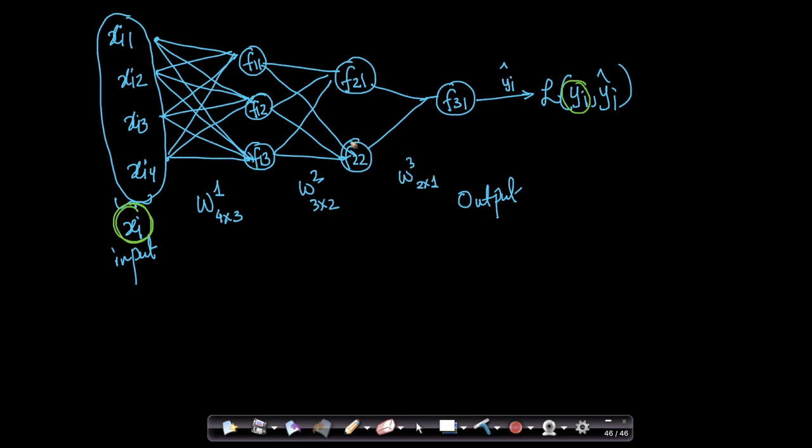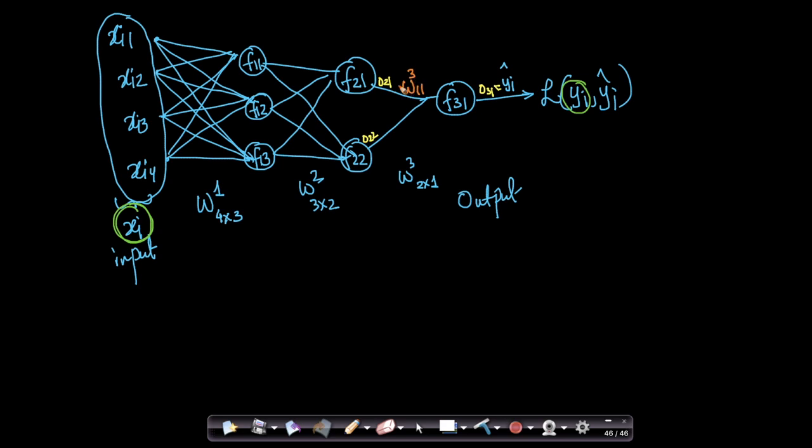2 cross 1. Let me change the color slightly. This output here is called O31. O31 is the same as yi hat. This output here is O21. This output here is O22. This is the output that you get from here. But the weight on this neuron, let me use a different color, the weight on this neuron is W3.